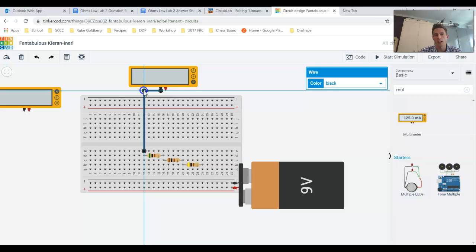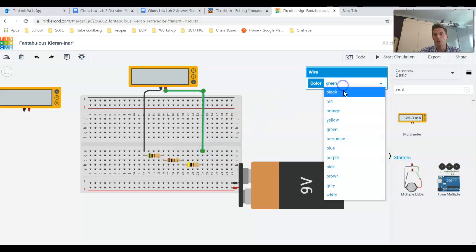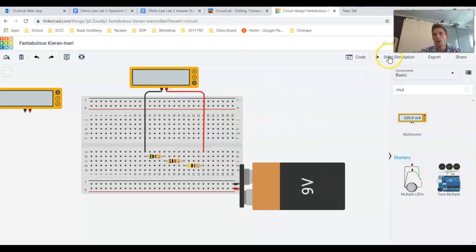That's going to be my black test lead. We're going to connect another wire to here. That's going to be my red test lead. If I were to start my simulation, I'm reading 1 kilo ohm.